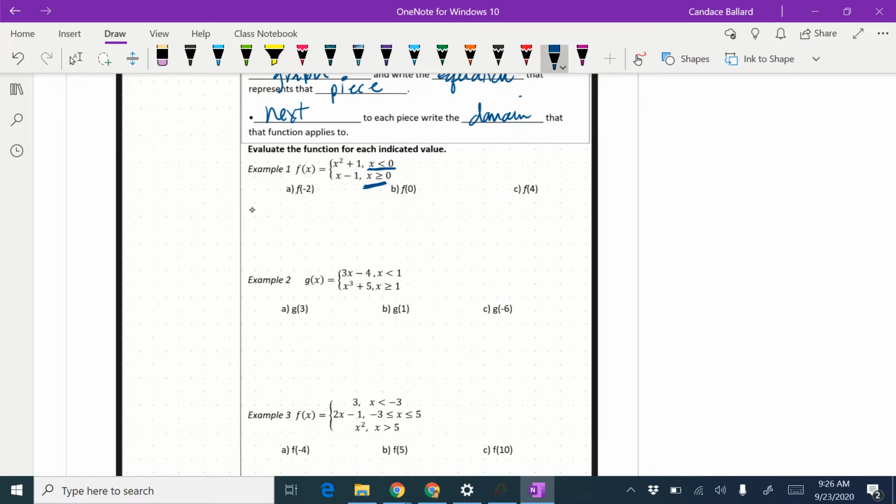I notice that the first one says I have to plug in -2. I know -2 is less than 0, so it goes into the top branch. So I'm going to use function notation, which is just you telling me I'm plugging -2 into the function. Then I plug the -2 in: (-2) squared plus 1. I chose the top branch because that's where it fit the domain. So (-2) squared is 4, and 4 plus 1 is 5.